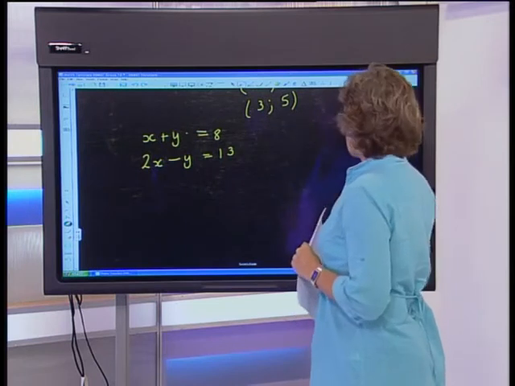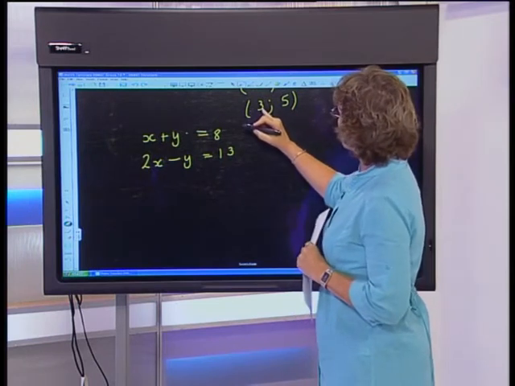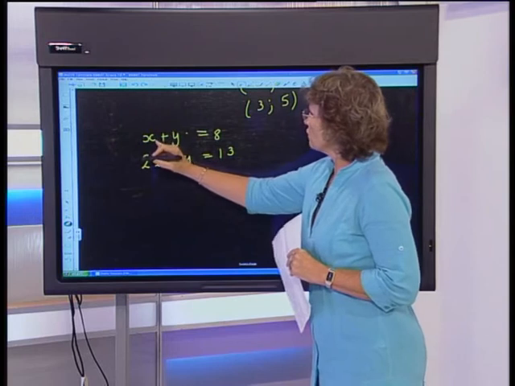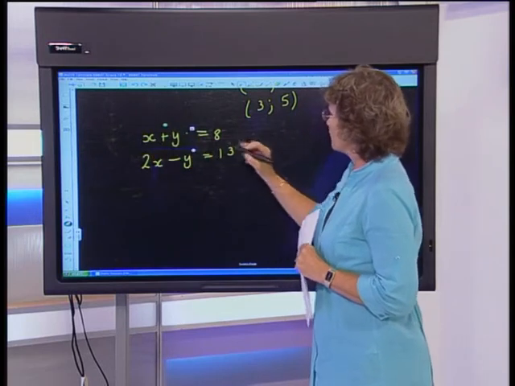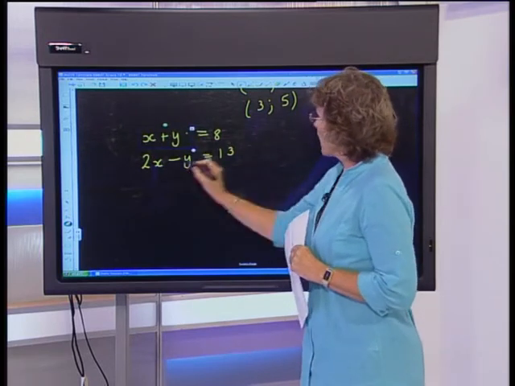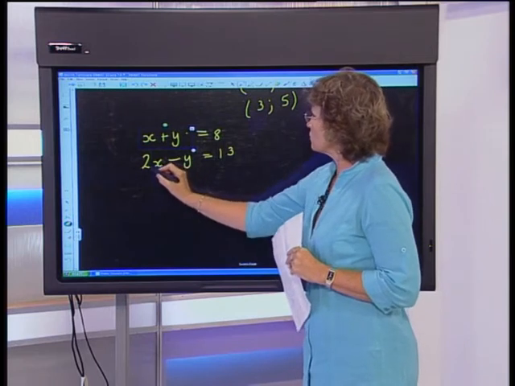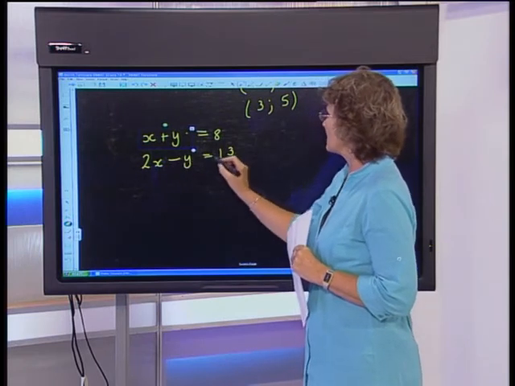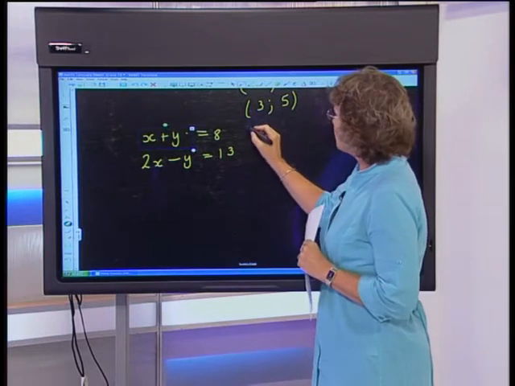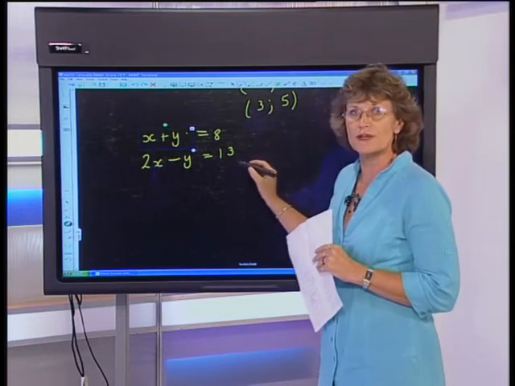I've got x plus y must come to 8, and 2x subtract y must come to 13. Now you can see that if I actually took that solution 3 and 5, which would have worked here, 3 plus 5 does give me 8. But if I try to use it in the second equation, 2 times 3, take away 5, doesn't give me 13. So although it works in the first equation, it doesn't work in the second.